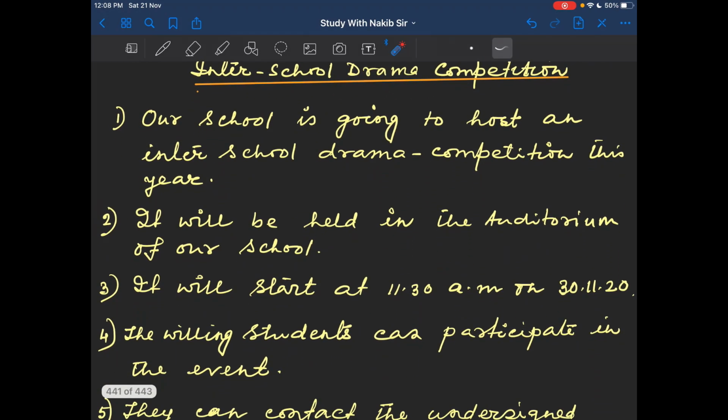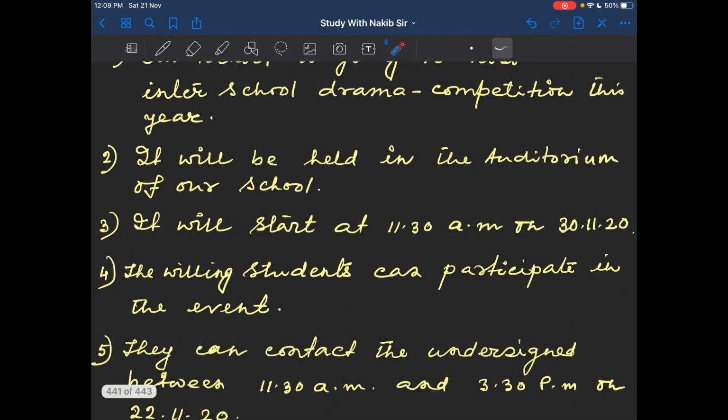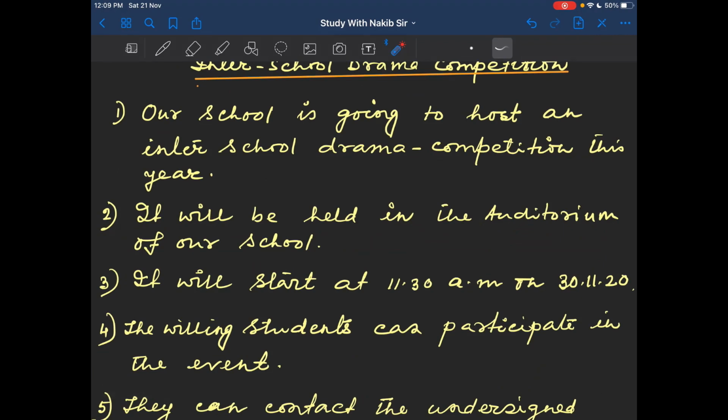Now write something on the second point. Second point is what? Name of the venue. It will be held in the auditorium of the school. And the third point is date and time. It will start at 11:30 a.m. on 30/11/20. So you have written 3 sentences on 3 separate points.